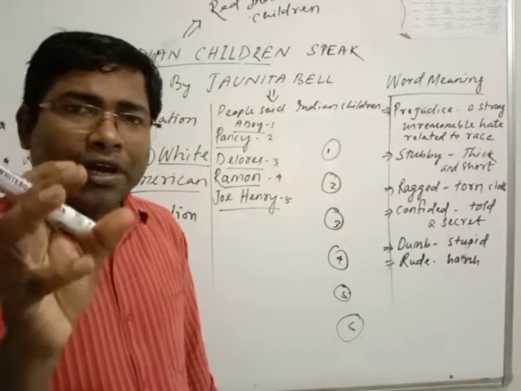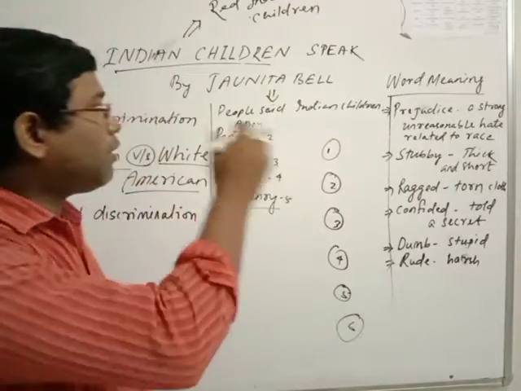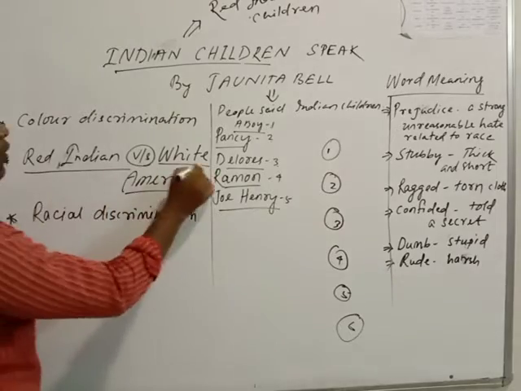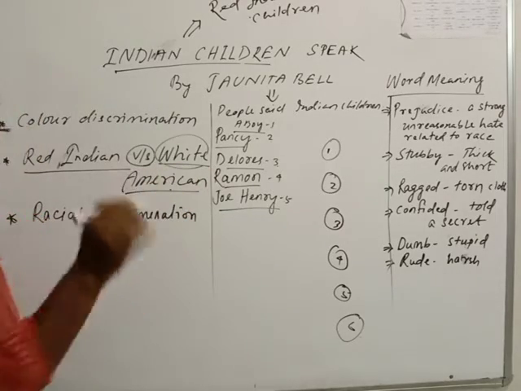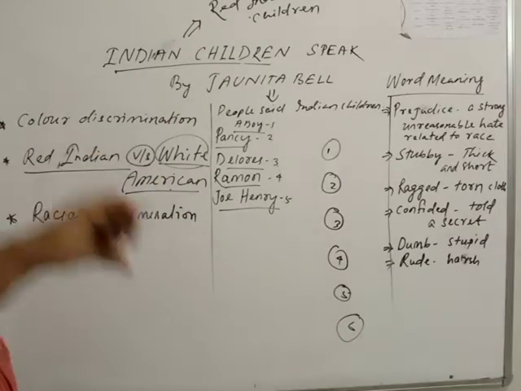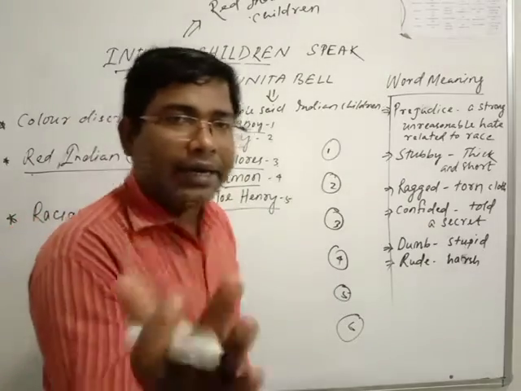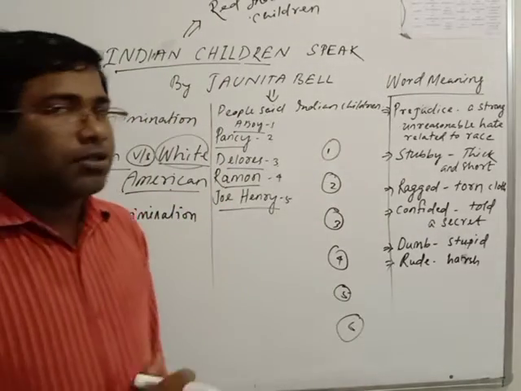I have also given you an outlook about the poem: how the white American looks down upon, means underestimates, the red Indian children. This is all about the poem.